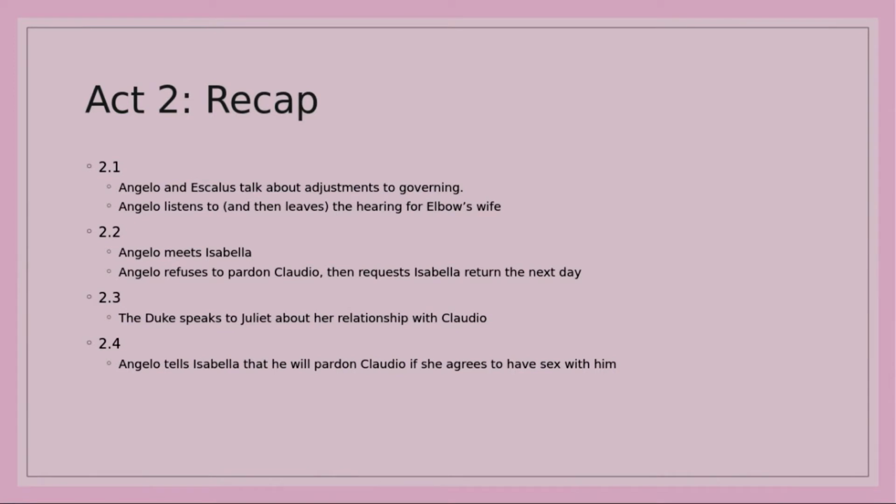So in Act 2, Scene 1, we see Angelo and Escalus talking about adjustments to governance, right? How they're going to run this city now. And then we also see Angelo listening to the hearing for Elbow's wife. We also see him getting bored and storming out.